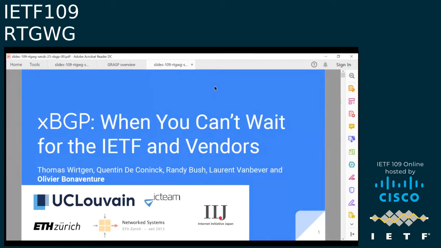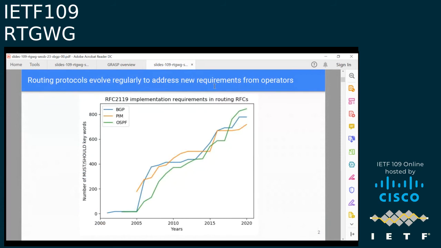Next slide. If we look at the evolution of the routing protocols, it's clear that they evolve regularly, and they need to address new requirements. As an example, I looked at what's happening in the RFCs that we have published for BGP, PIM, and OSPF during the last 2 decades, and I counted the number of MUST and SHOULD that occur in our RFCs, and we see that the complexity of the protocol increases over time. Then the question is, what do we do as a community to tackle this increase in complexity and extensibility of the protocol? Next slide.